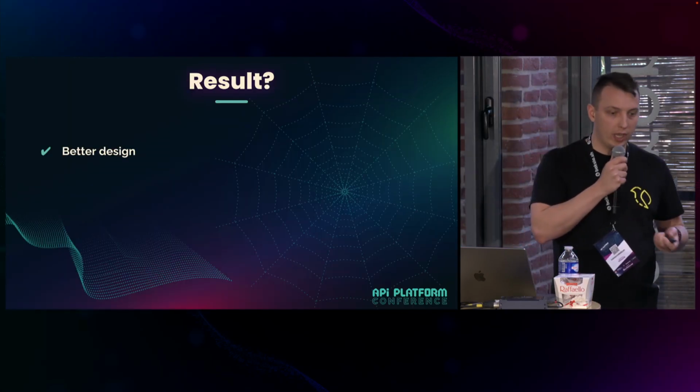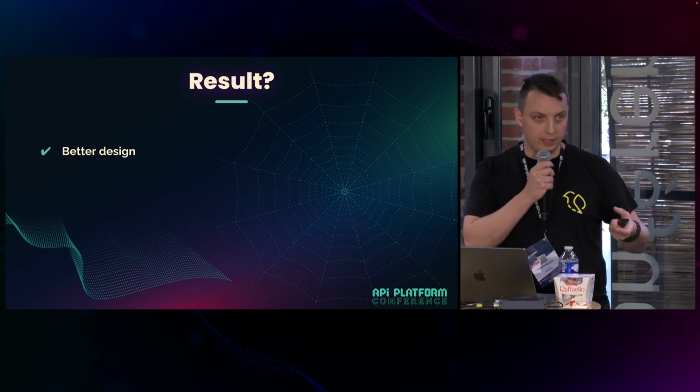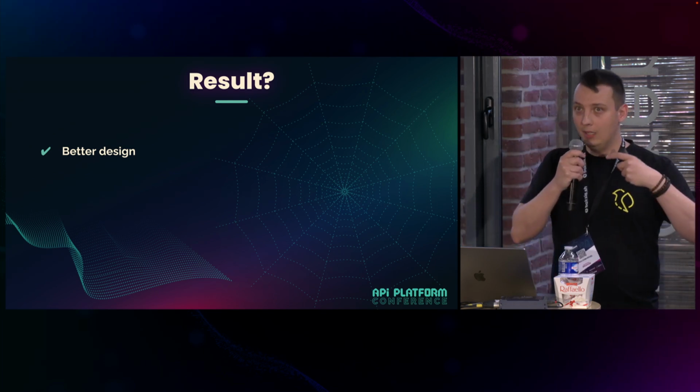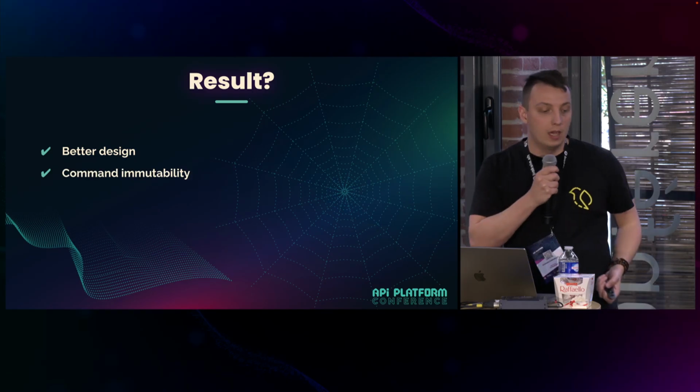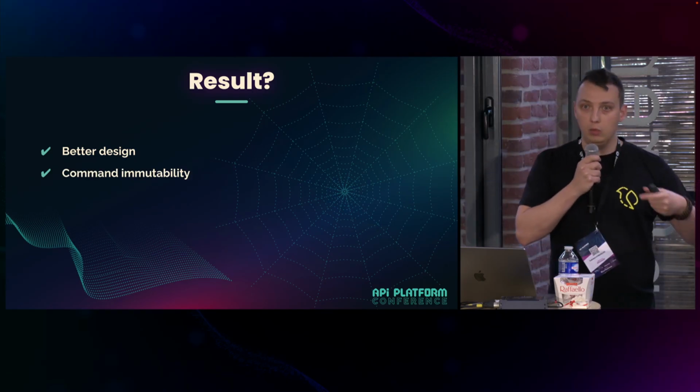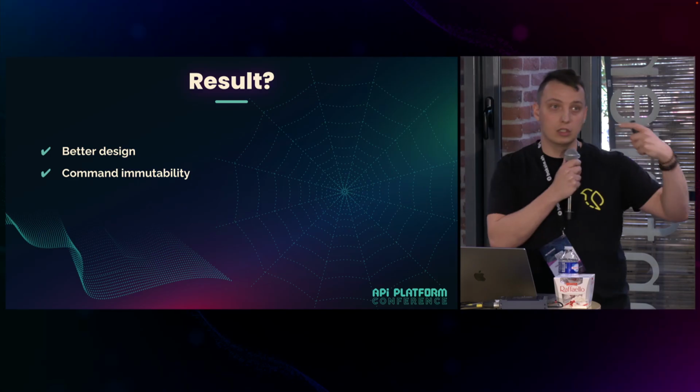So as a result, we have a better design because the commands are finally immutable, as DTOs should be. Therefore, they're also immutable, which helps with debugging and with tracing what's happening there.